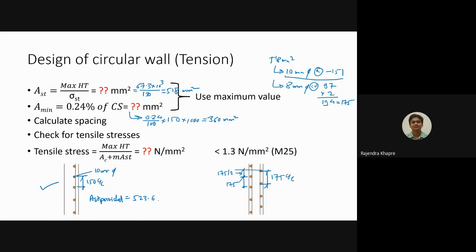Okay, this is mm square, and this should be less than 518. Okay, so this should be less than 518 millimeter square. Definitely, sorry, not less than, greater than. My mistake. This should be greater than.